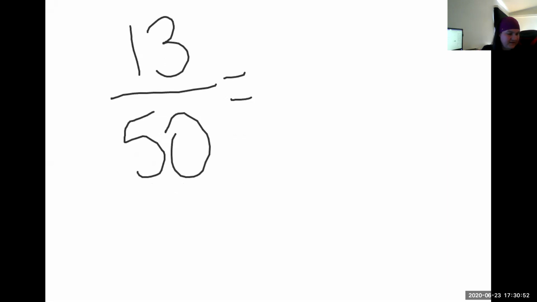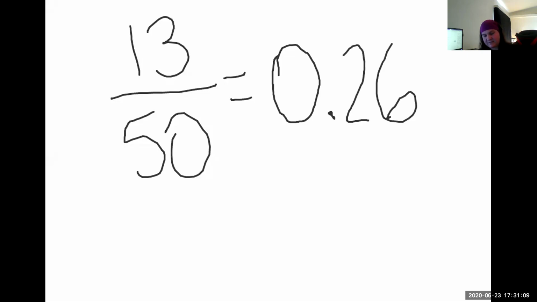Okay, so I'll show you with the next one. 13 over 50. 13 divided by 50 equals, on the calculator you're going to get .26. And I'm going to tell you right now, it's really important to get into the mindset of putting a 0 in front, 0.26. Because with nursing questions, if you just put .26, you're going to get the answer wrong.